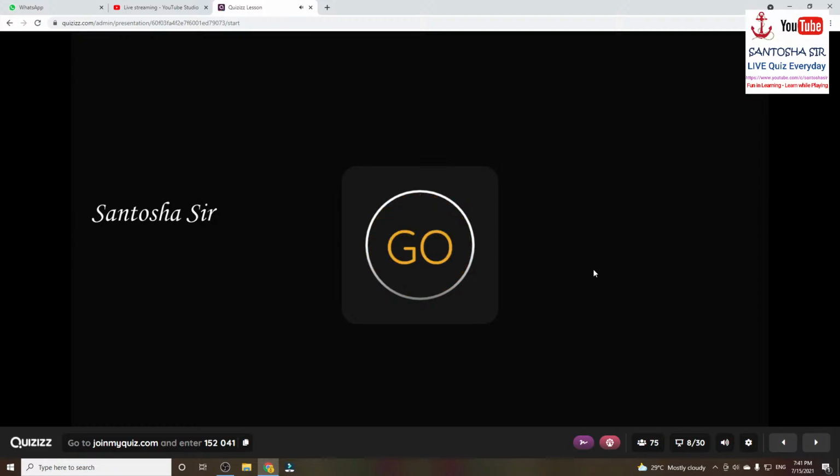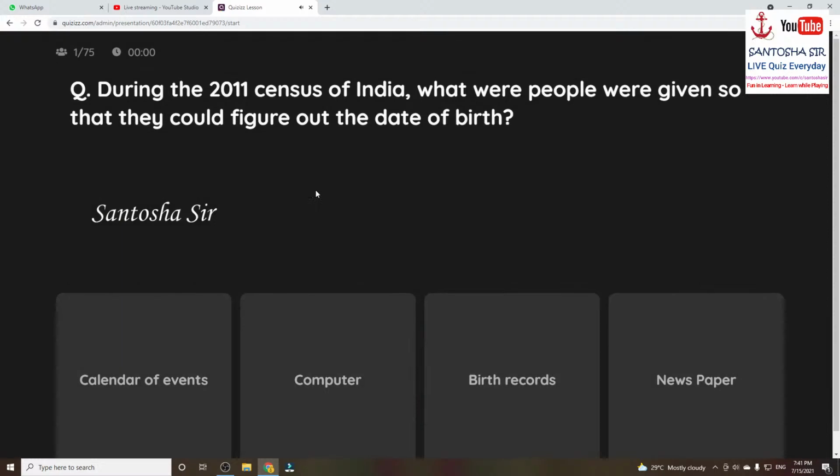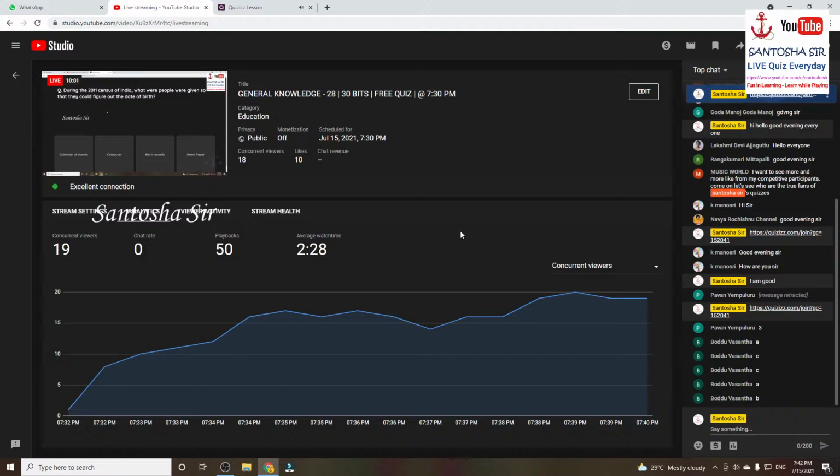So question number 8, here comes. During the 2011 census of India, what were people given so that they could figure out the date of birth? Is that calendar of events, computer, birth records, or newspaper? What's your choice? What do you think?